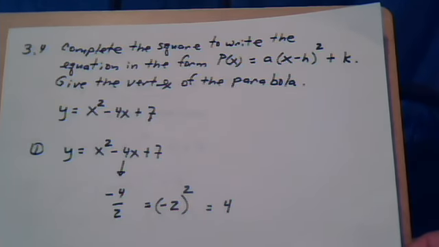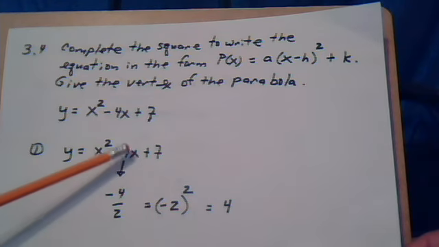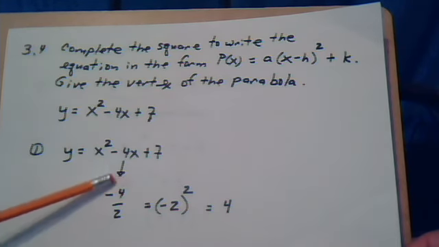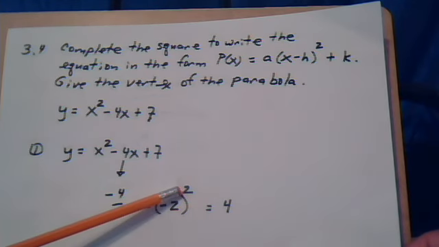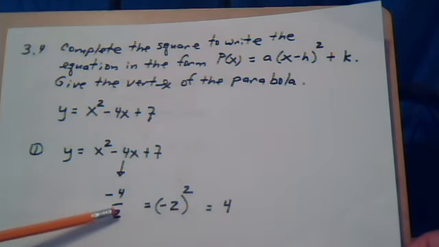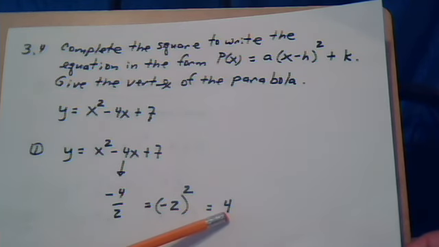There are two steps to completing the square. You get the number in front of x to the first, divided by 2, and then square it. Divide by 2, and then square. That produces a number that we're going to go ahead and put in the equation.